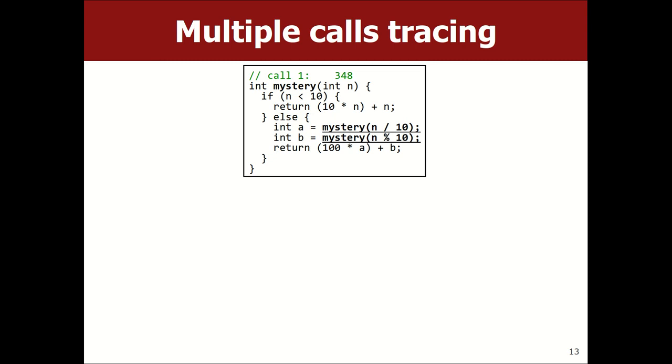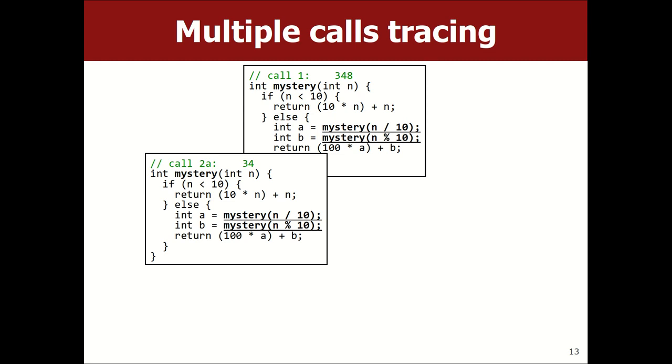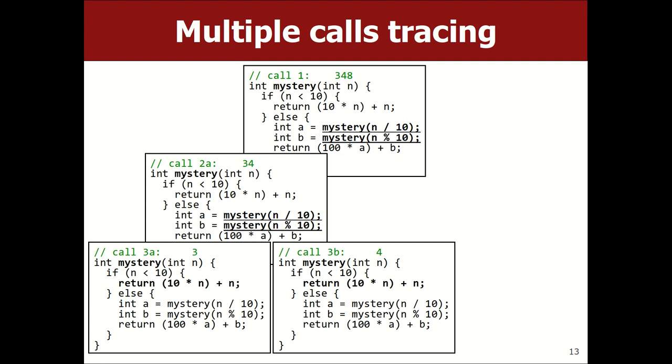I'm going to focus on the first call first. So the first one is the 34 call. That is also not less than 10, right? So it again goes to the else. It splits up the two parts of the number, the 3 from the 4, right? So the int A call is going to use 3, and the int B call is going to use 4. So let's figure out what those do. Now the 3 call is less than 10. It hits that base case, that if part. It returns 10 times n plus n. 10 times 3 plus 3 is 33, right? So this call returns 33. This call here returns 10 times 4 plus 4, that returns 44.